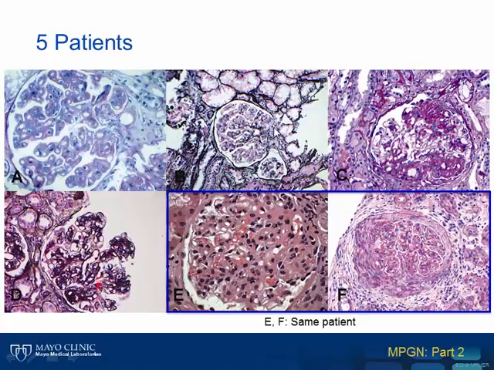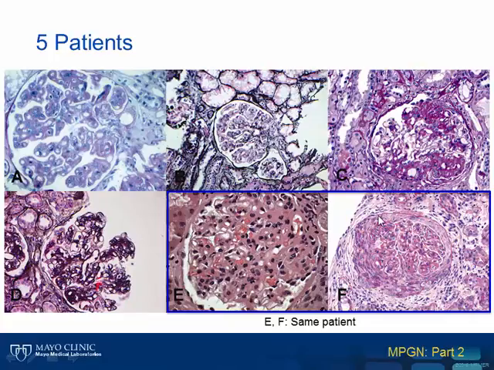MPGN pattern of injury. This one actually shows you what's called the segmental sclerosis or the focal sclerosis, and you can see there is segmental adhesion of the capillary tufts to the Bowman's capsule out here. Here again, MPGN. This, on the other hand, shows you a mesangial proliferative lesion. It's not so much of an MPGN, it's more in the mesangium. And then finally, you have crescents.